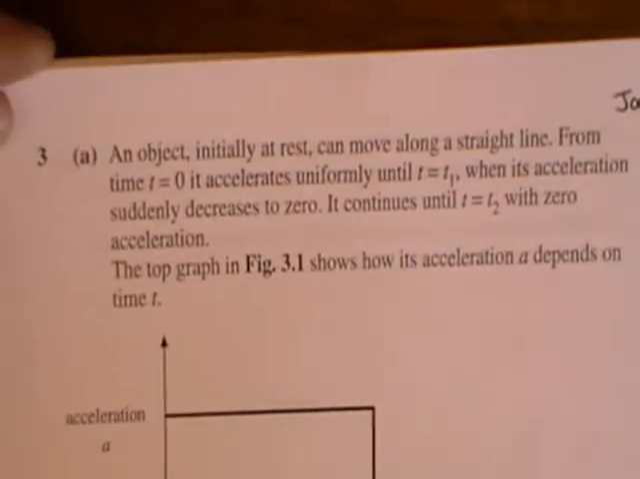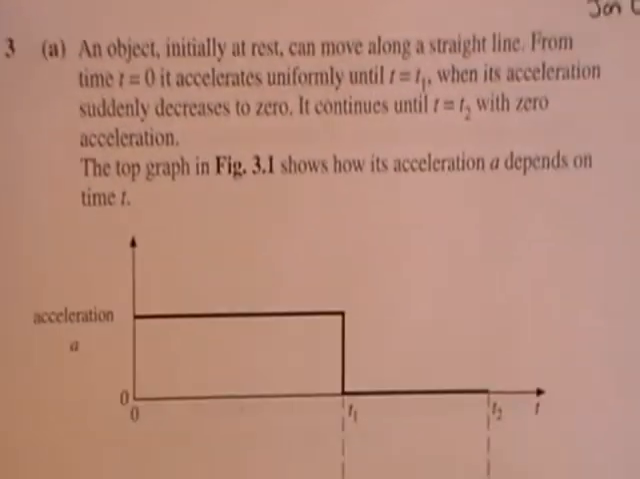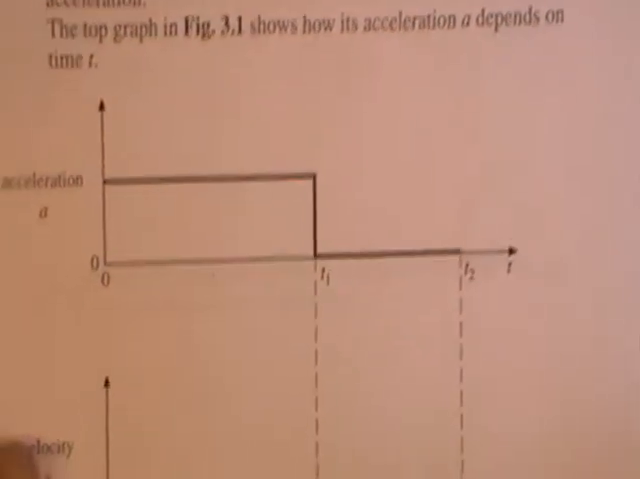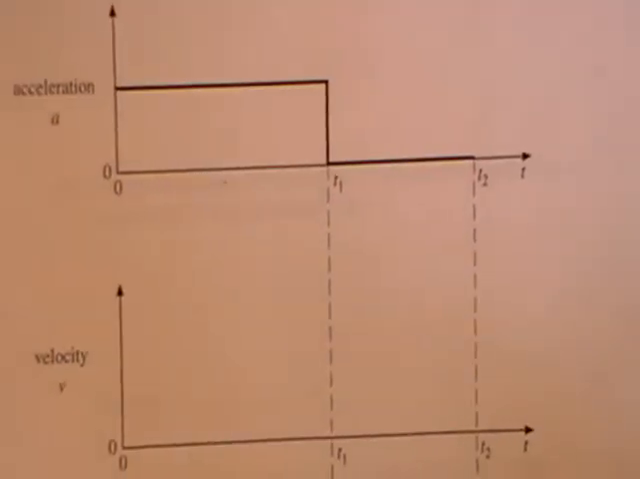This is January 05 question 3. An object initially at rest can move along a straight line. From time t equals 0, it accelerates uniformly until t is equal to t1, when its acceleration suddenly decreases to 0. It continues until t equals t2 with 0 acceleration. The top graph shows how the acceleration of A depends on time. So there's the top graph.